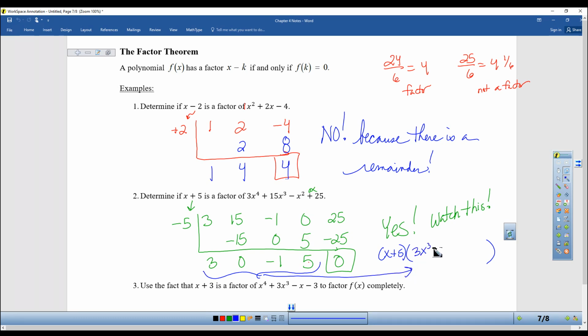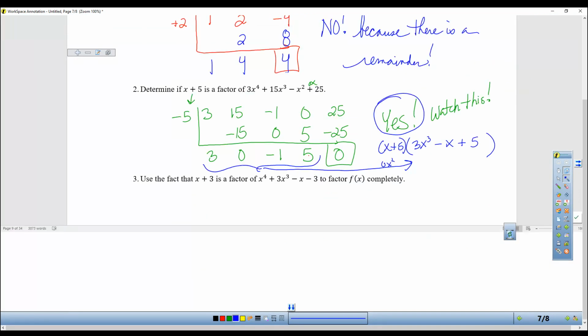3x cubed plus 0x squared, so I'm not going to write it, minus x plus 5. I'm just going to put a little 0x squared in there. That is how you factor. Now, they only asked you to do this, but I just want you to understand that not only can you find out if something is a factor, you can actually factor it. And that's what we're going to do on the next one. Use the fact that x plus 3 is a factor, so it's definitely going to come out to be 0, to factor f of x completely.